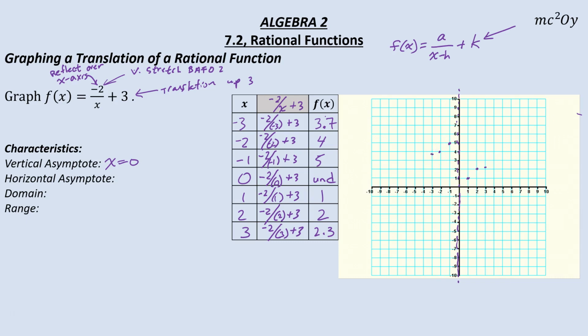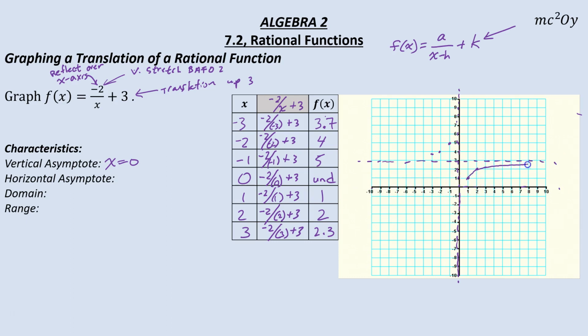Okay. And so you'll notice you're like, what in the world? Did I graph this wrong? Well, no, think about it. This translation up 3 means what was our horizontal asymptote at y = 0 has moved up 3 units. It's now up here at y = 3. And so when we put that in, it makes a little more sense.